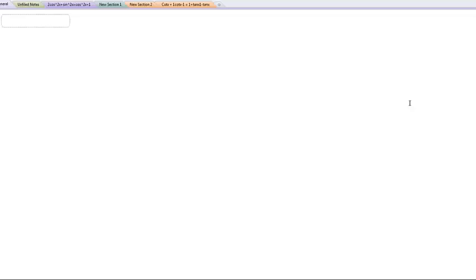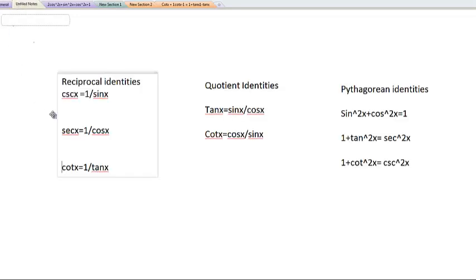Today we're going to be talking about analytical trigonometry. First we're going to start with reciprocal identities. Cosecant x is equal to 1 divided by sine x. Secant x is equal to 1 divided by cosine x. And cotangent x is equal to 1 divided by tangent x.